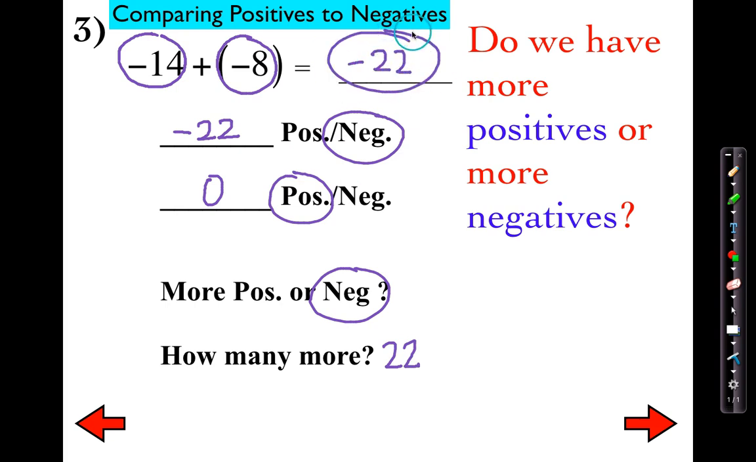negative 22. So this one, notice, there are going to be cases where you might have 0 of one sign. So here I will notice there are 0 positives. There's no positives at all in this particular expression. So moving on.